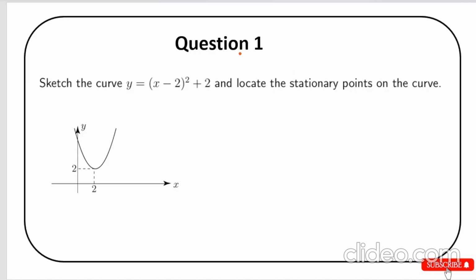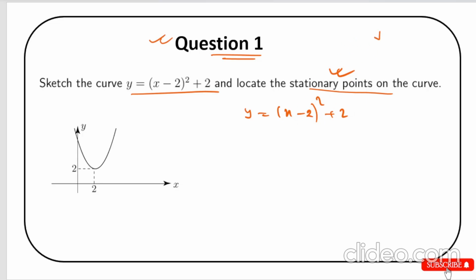Okay, now let us come to some of the questions. This will make your concepts even more clear. So question number 1 says, sketch the curve y is (x minus 2) square plus 2 and locate the stationary points on the curve. So y is given to you as (x minus 2) square plus 2, and you have to find stationary points.